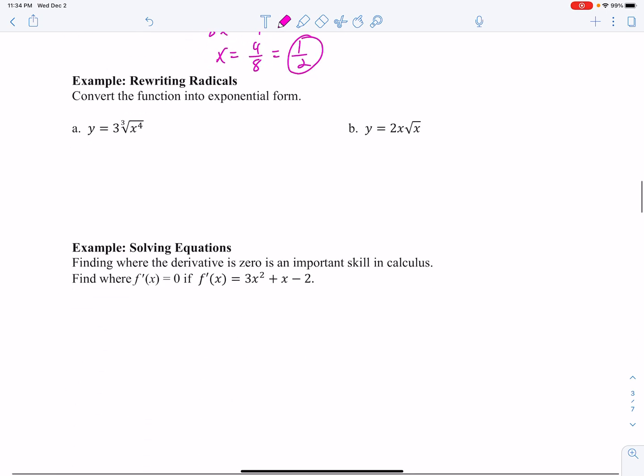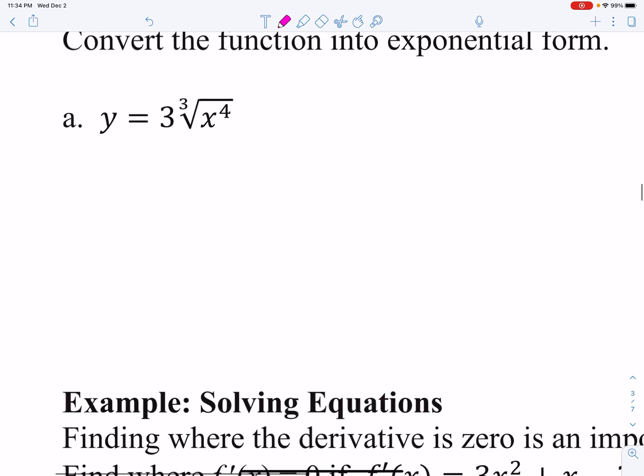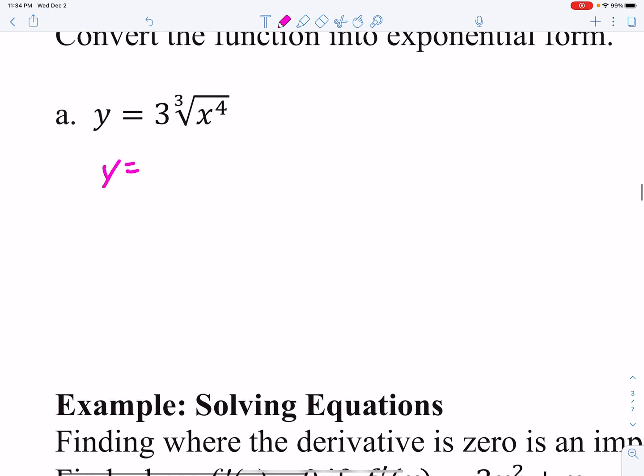Okay. Another thing you're going to have to do in calculus is rewrite radicals. Calculus does not work too well, or the methods we have don't work too well with radicals, with roots. So we got to modify them. All right. So a little reminder here. So a root is a fraction exponent. Okay? In other words, we would rewrite this as 3 times x to the 4th to the 1/3 power.